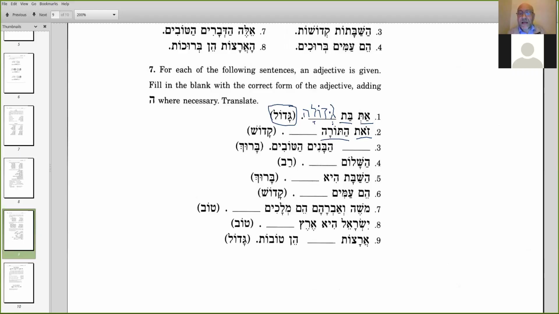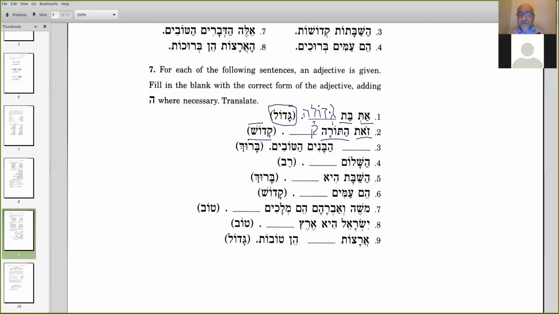Zot haTorah. This is the Torah. And what is it about the Torah that we need to say? Kadosh. So we're not just going to say this is the Torah. This is the set-apart Torah. So we need to make this kadosh reflect femininity. Now, here's a clue right here. Torah, with our kametz hey ending. Let's get rid of that there. I don't want to confuse you. Torah with our kametz hey ending, we already have a clue that this is a feminine gender. So we need to make kadosh move from its masculine singular sense to a feminine singular sense.